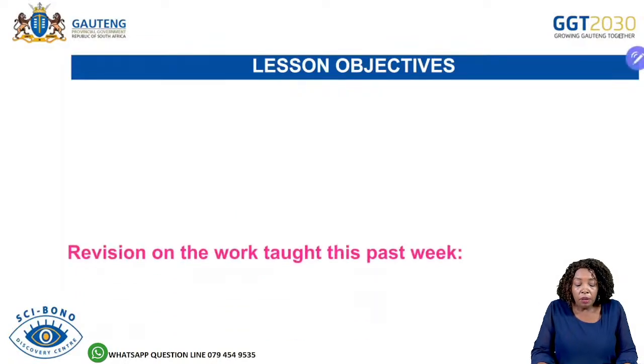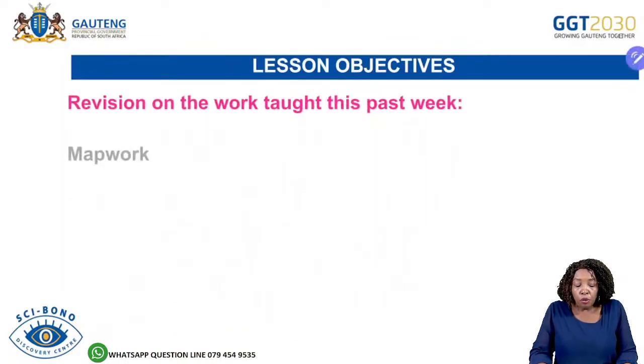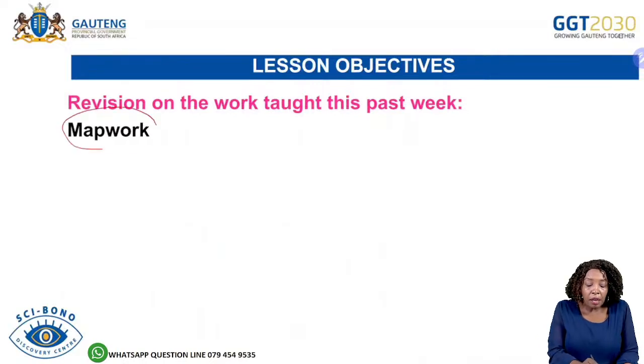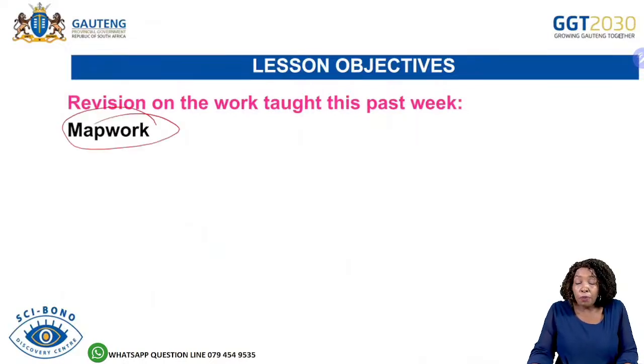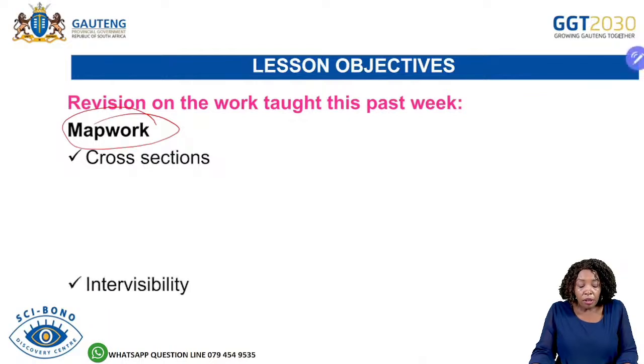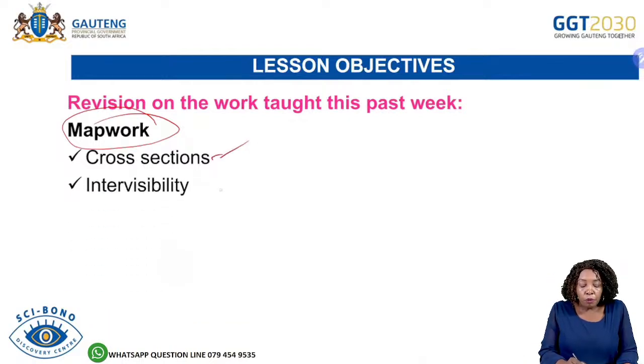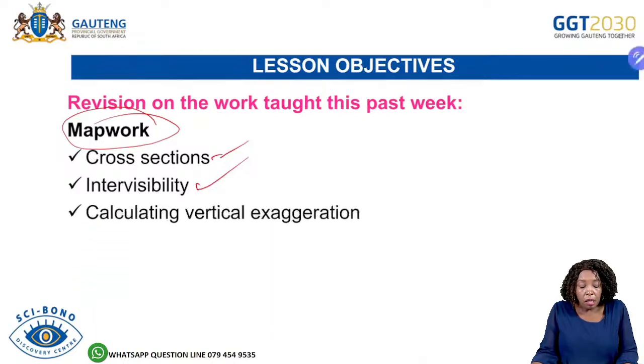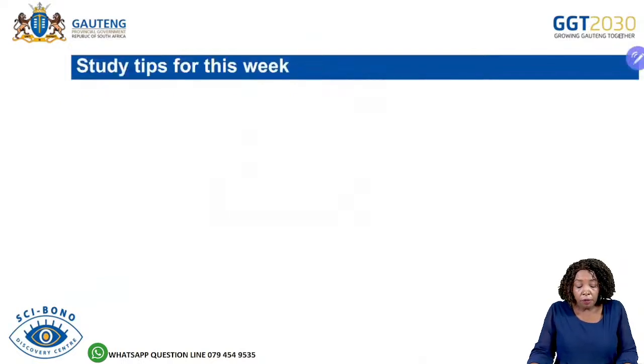Okay, then furthermore, we are going to look at Mapwork, as I have indicated to you, as per the annual teaching plan, what you were taught this week, which is the cross section linked to the concept of intervisibility. And we also are going to look at the calculation of vertical exaggeration.